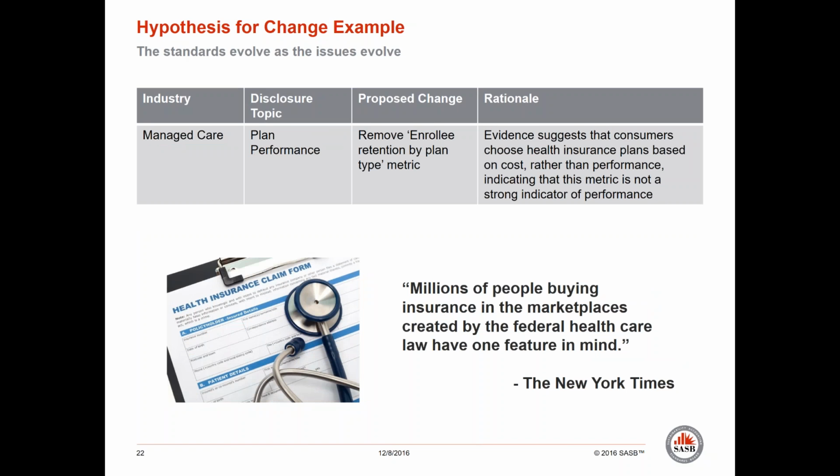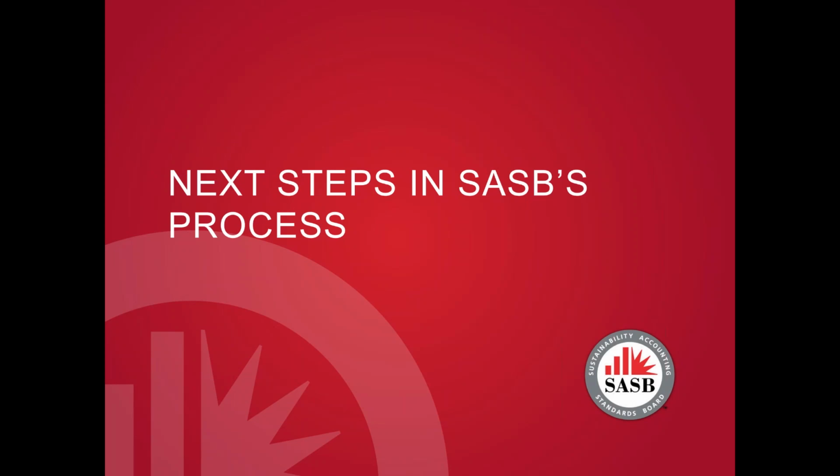Another example is in managed care. In the plan performance topic, we're proposing to remove the enrollee retention by plan type metric. And the rationale behind this proposal is the idea that increasingly consumers are choosing healthcare based solely on price. So we don't necessarily think that enrollee retention is really a strong indicator of performance. And I'm going to turn it back over to Michael to discuss some of the next steps in SASB's process.